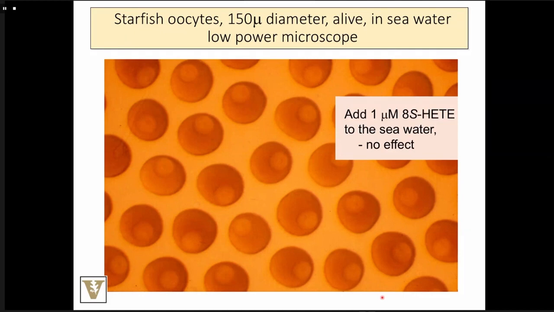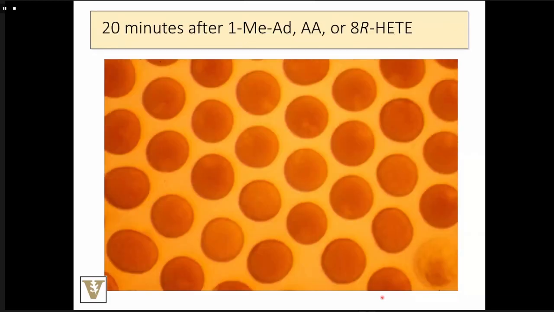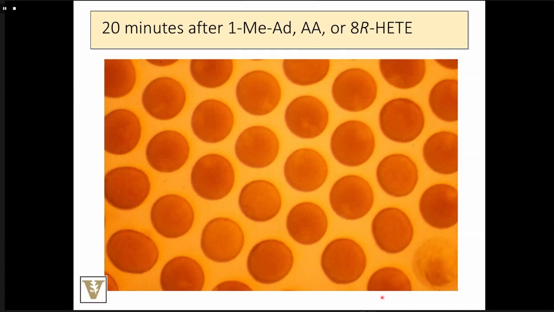So if we add 8S-hydroxyarachidonic acid, or 8S-HETE, to the seawater, absolutely nothing happens. But if we add 8R-HETE, the mirror image form, and look at the cells 20 minutes later, they're going to look like this. The germinal vesicle, the nucleus, has completely disappeared. They've reinitiated meiosis. This reaction, look at it again. There we go from that. They're just sitting there in seawater. Bingo, look like this. 1-methyladenine was the classic activator.